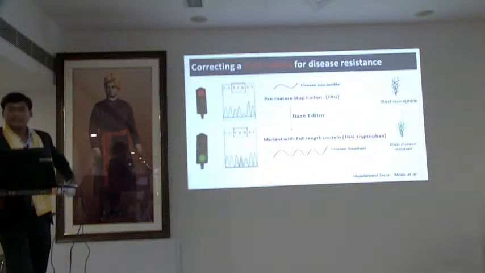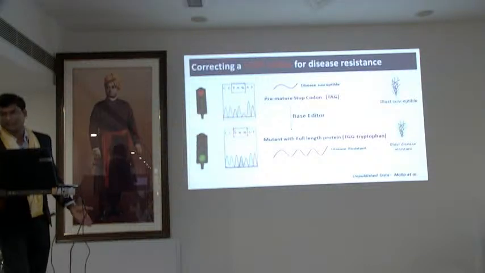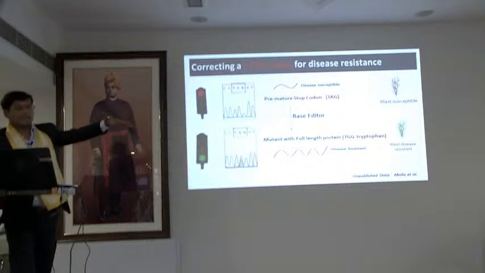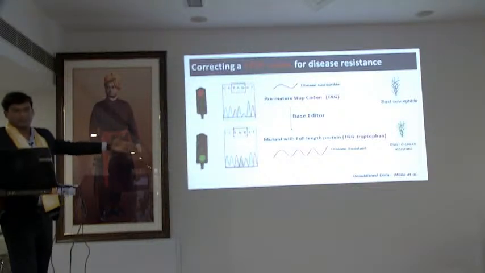Now when it becomes TGG, what does it become? A green signal to the protein synthesizing machinery. Now it would move until the end of the gene. It will not stop here. Okay?